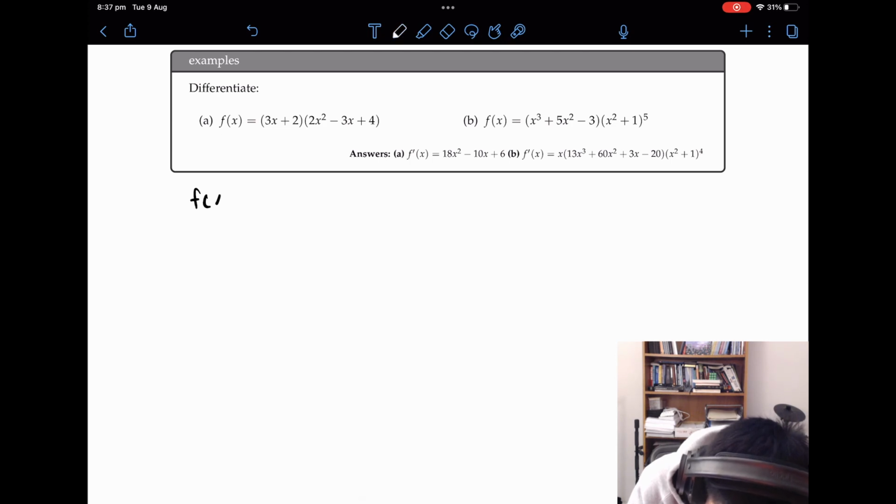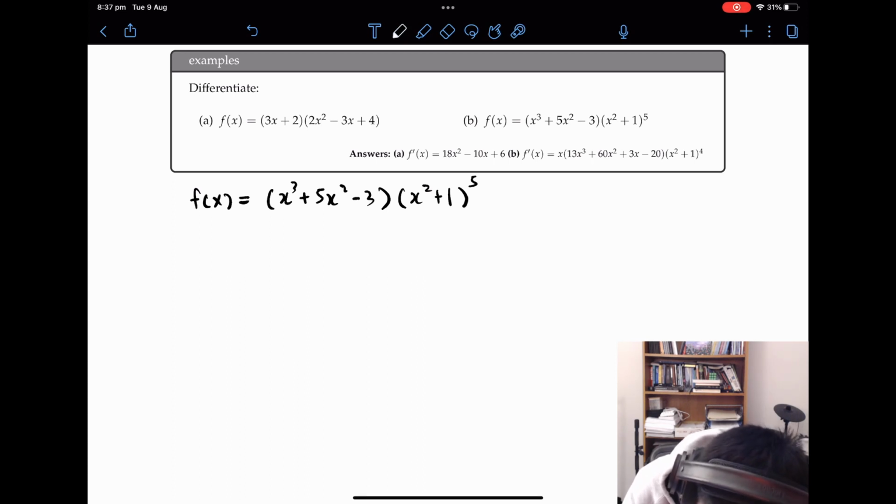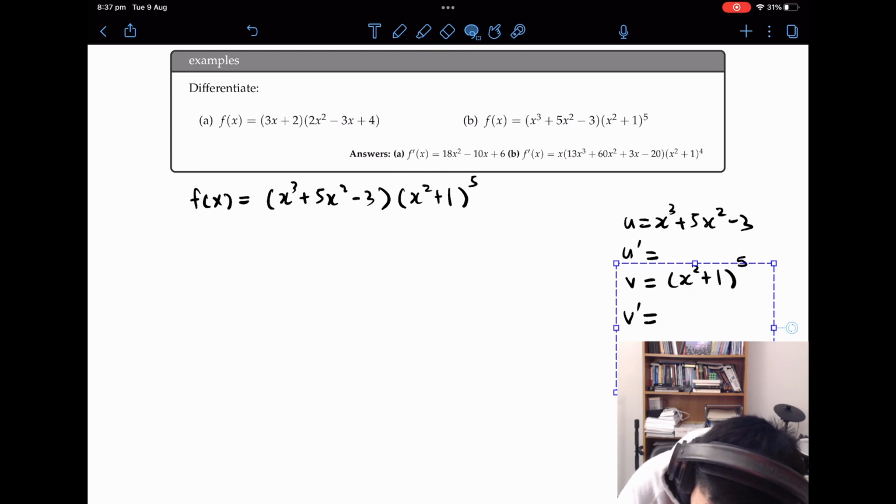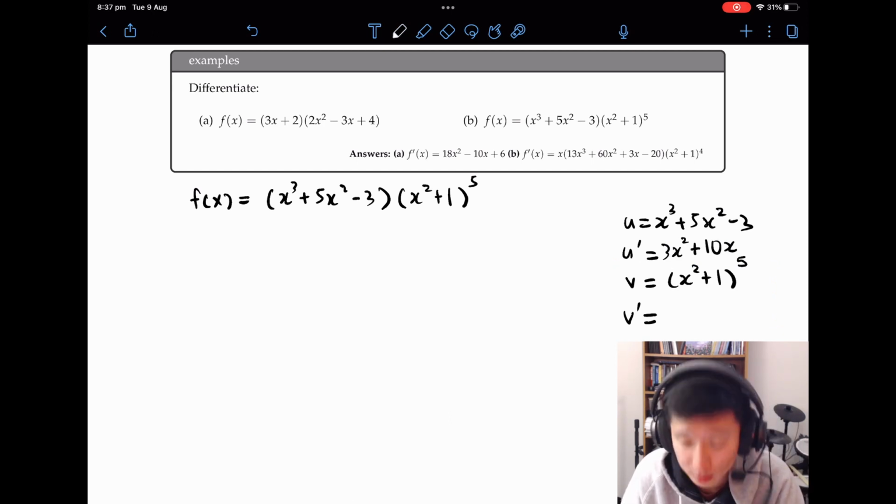So we have (x cubed plus 5x squared minus 3)(x squared plus 1) to the power of 5. U, in this case, will be x cubed plus 5x squared minus 3. That's the first term. And our V will be the second term, or the second bracket. Let's differentiate our U. So when we differentiate U, we will get 3x squared plus 10x, and the minus 3 disappears.